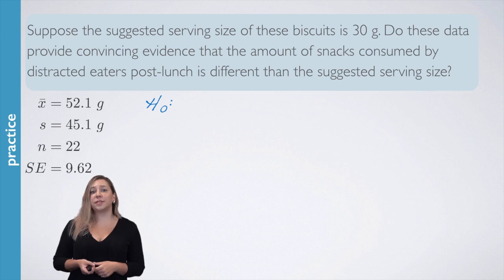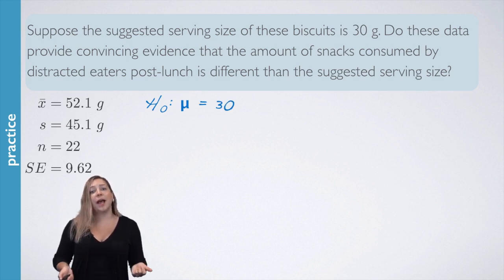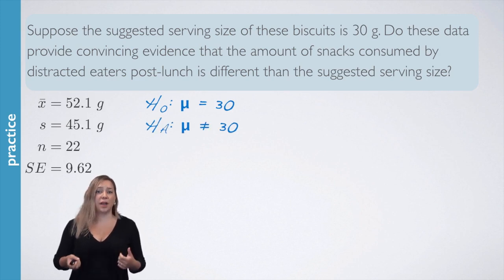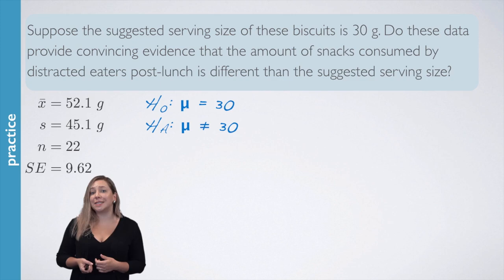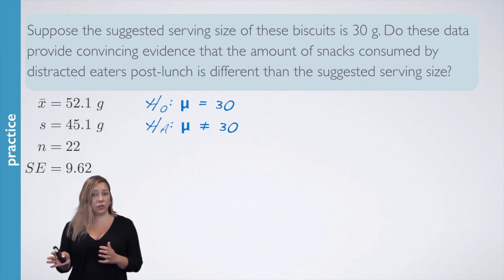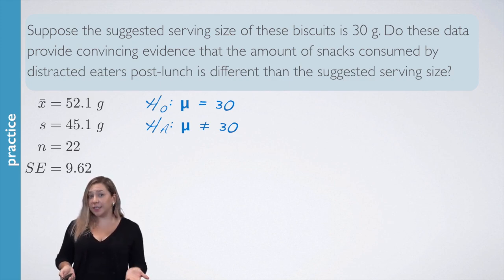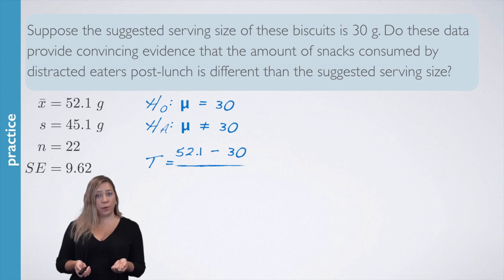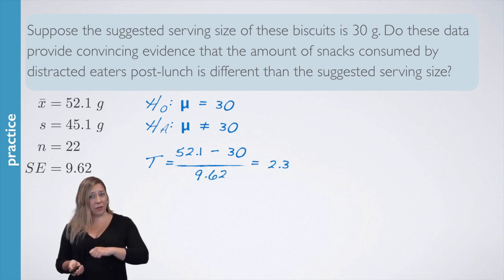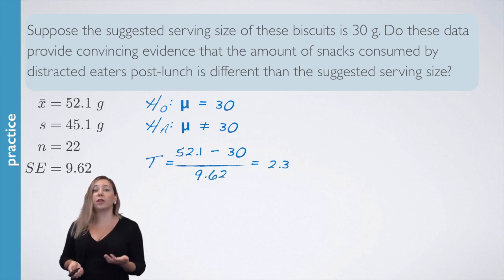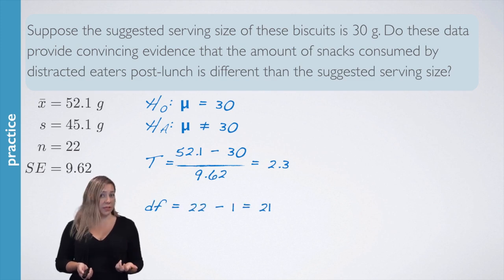The null hypothesis is that the population mean, mu, is equal to 30 grams, and the alternative is that mu is not equal to 30, since we're interested in a difference from this value in either direction. The test statistic, the T-score, can be calculated as the sample mean of 52.1 minus the null value of 30 divided by the standard error, 9.62, which yields 2.3. The degrees of freedom, n minus 1, is 21.